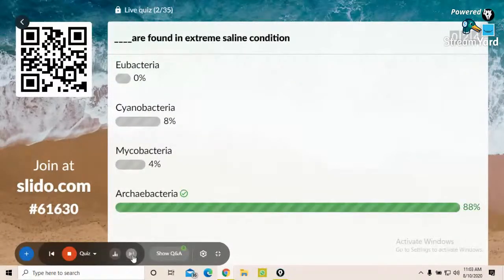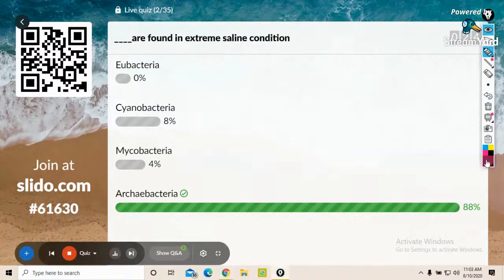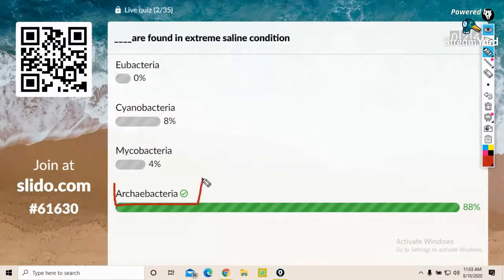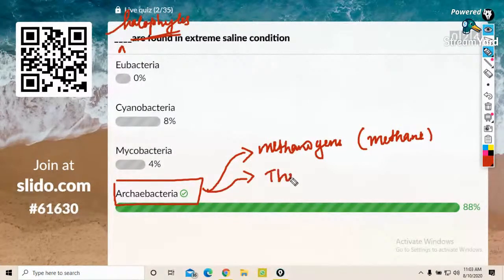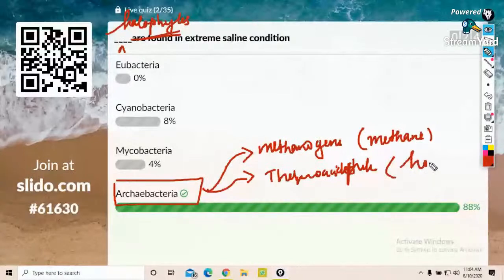88% chose archaebacteria. Archaebacteria is the specific type of monerans found in extreme saline condition, the halophiles. Archaebacteria can be classified into methanogens living in extreme marshy areas, that is methane producing monerans, and thermoacidophiles, living in hot springs at high temperature.